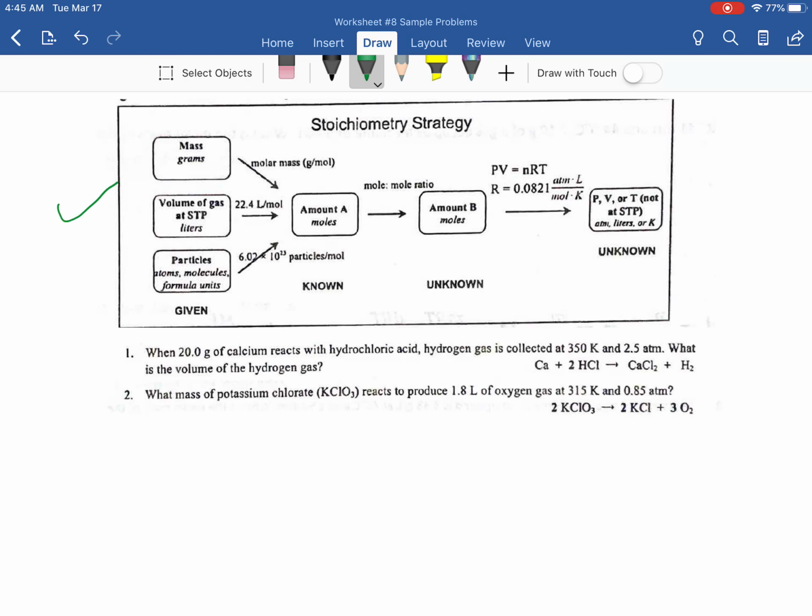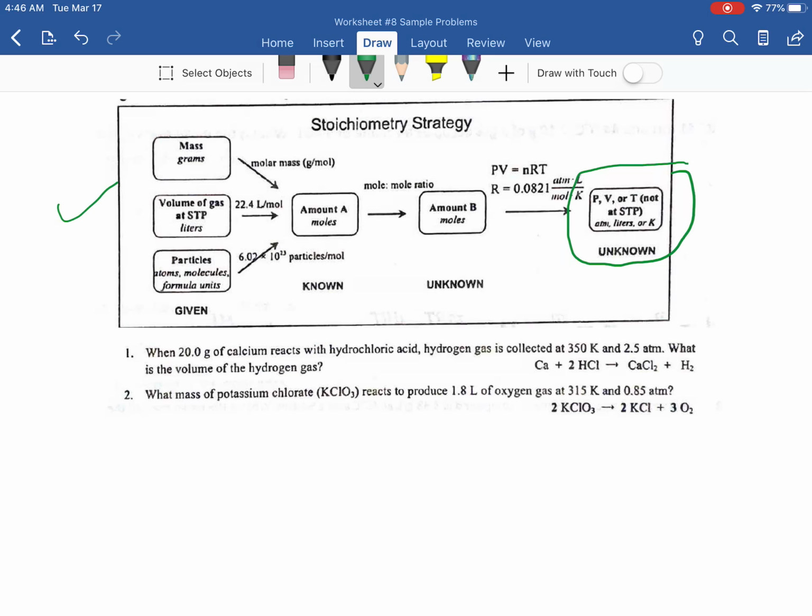It says if you start with the mass of something or a volume of something at STP or particles like atoms or molecules or formula units, you're going to do regular stoichiometry to figure out how many moles of a gas you have that is not at standard temperature or pressure. So we can go that direction. Otherwise, we'll be given a gas that is not at standard temperature or pressure, and we have to figure out how many moles of it we have based on the ideal gas law. And then we can use that amount of moles in a stoichiometry problem about another reactant or product.